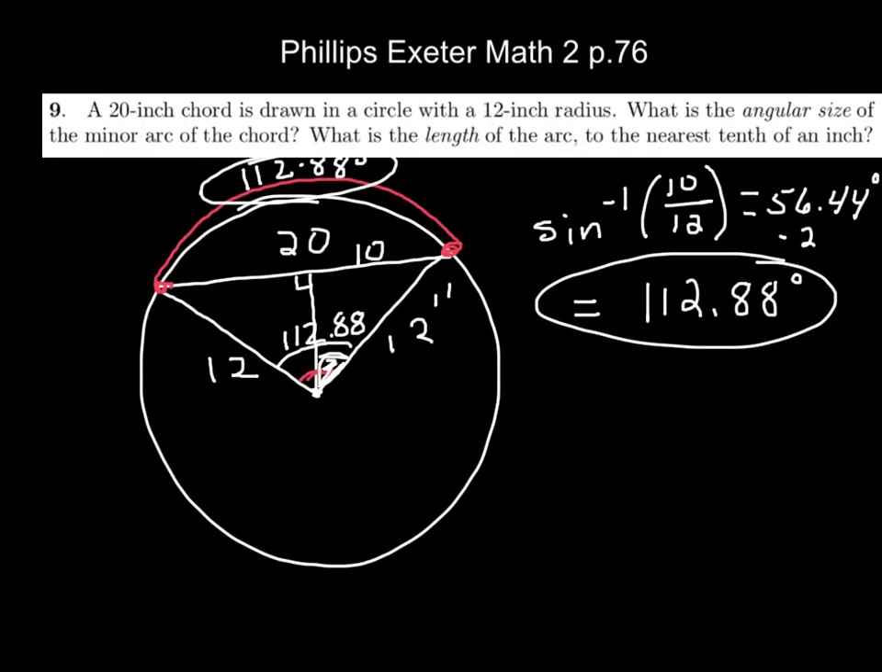So how are we going to find what the actual length is? Because right now we have that's 112 out of the total 360 degrees. Madison? Joe? We can use a proportion. So if we're going to use a proportion, which would be what? 112.88 over 360. Okay, freeze right there.